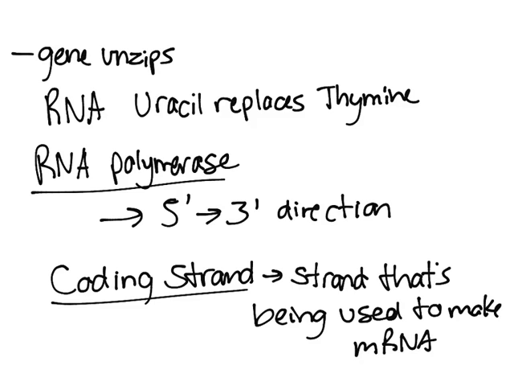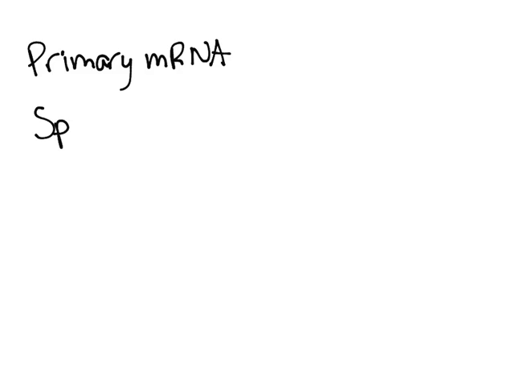Once you finish transcription, that mRNA actually cannot be used to make proteins yet. It has to be modified. So let's talk about that. Right after mRNA is made, it's called the primary mRNA, before any modifications have been done to it. It's modified before it leaves the nucleus, and it is spliced.